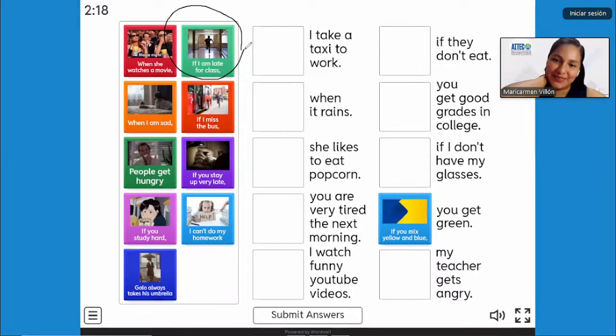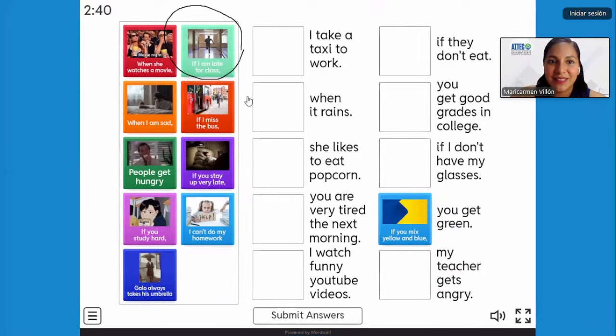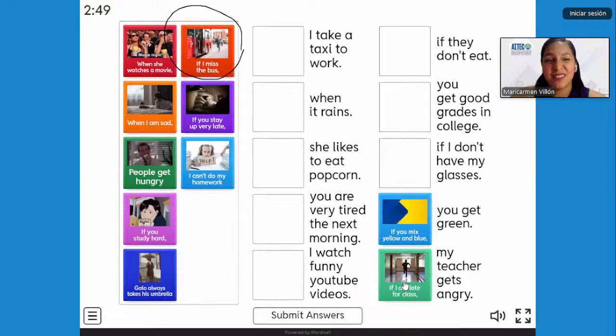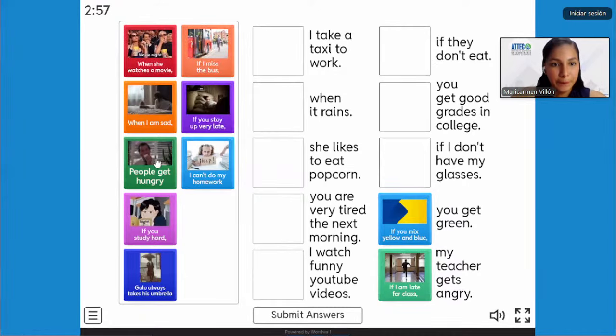What do you think it is? I'm reading your messages. Excellent. If I am late for class, my teacher, este va a ser el resultado. Si yo llego tarde a clase, my teacher gets angry. Let me make it better. So yeah, that's something that's going to be true. Es un hecho.